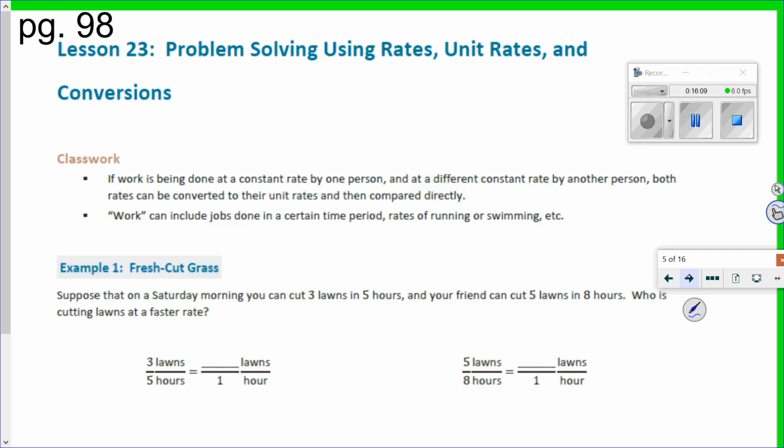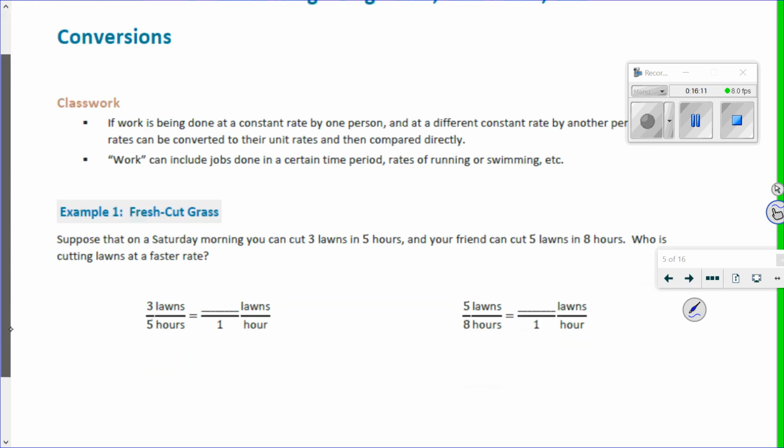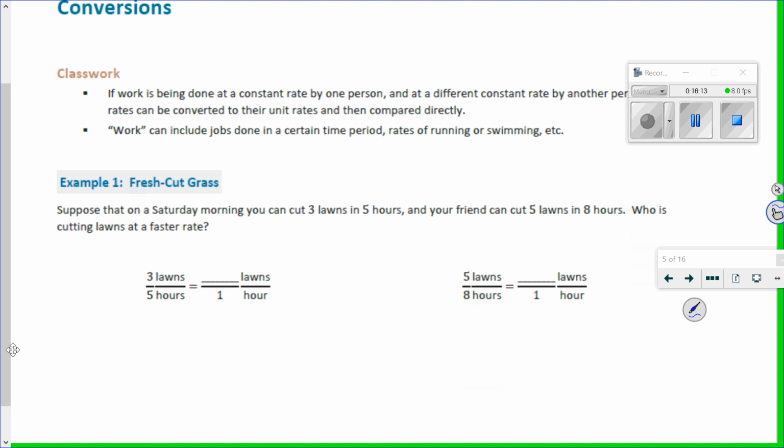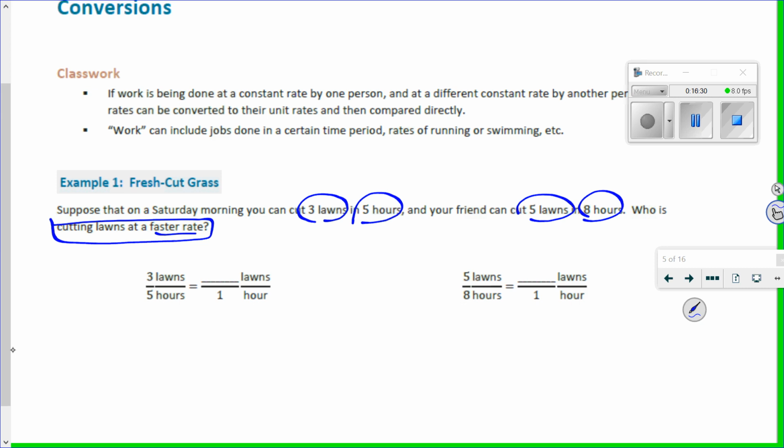Okay, our first one. Let's work this one together. Suppose on a Saturday morning you can cut 3 lawns in 5 hours. Your friend can cut 5 lawns in 8 hours. Go ahead. The question is, who's cutting at a faster rate? So we've already taught you this. They gave you the setup on this one, so it should make it easy. All we're missing is our magic box. How do I go from 5 to 1?